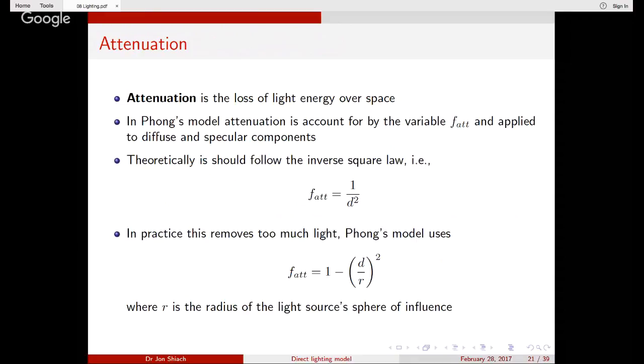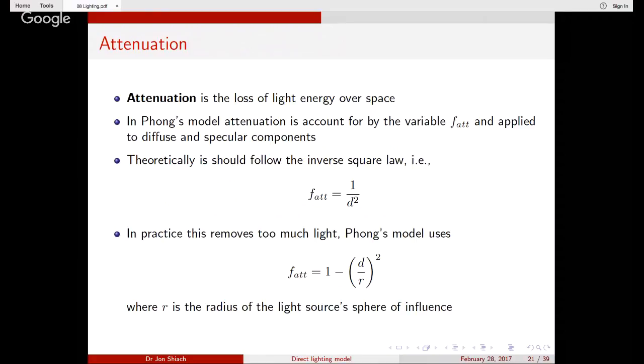In physics, theoretically, it should follow the inverse square law. So if d is the distance from your light source, FATT should be 1 over d squared. But in practice, what happens there is your scene becomes far too dark. Okay, so in Phong's lighting model, we use this equation. R is some radius. So once you're past R, you can't see that light source, and that light source doesn't apply. So there's some ratio between the distance and R. Square it, subtract it from 1, that gives you your attenuation factor. That'll be a number between 0 and 1.